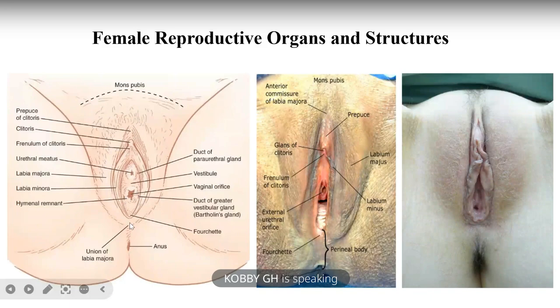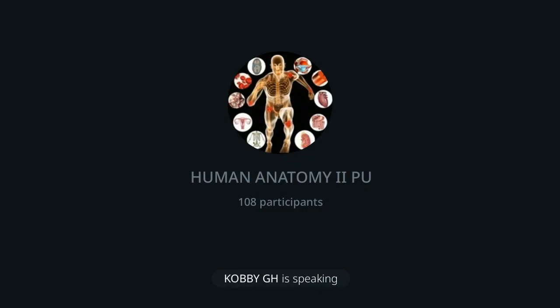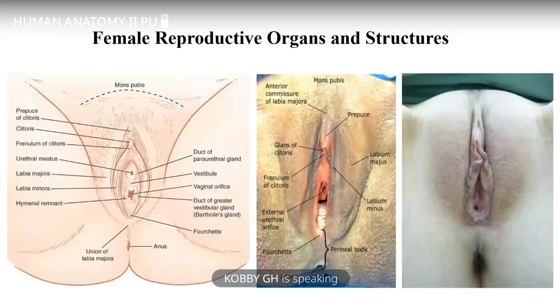But look, you see the downmost part of the vestibule. Look at the labia majora and labia minora. You see, this is the labia majora. It's coming downwards. There's another labia majora coming downwards. The minora is also coming downwards. All of them are heading downwards.